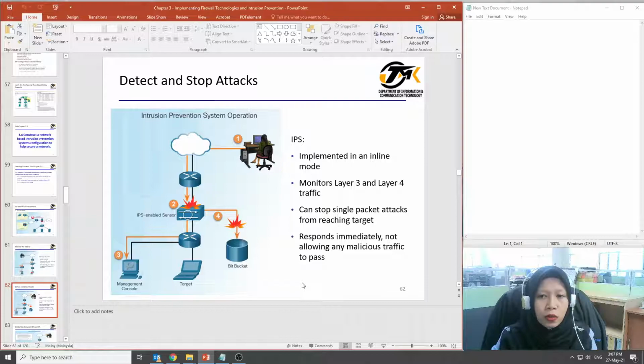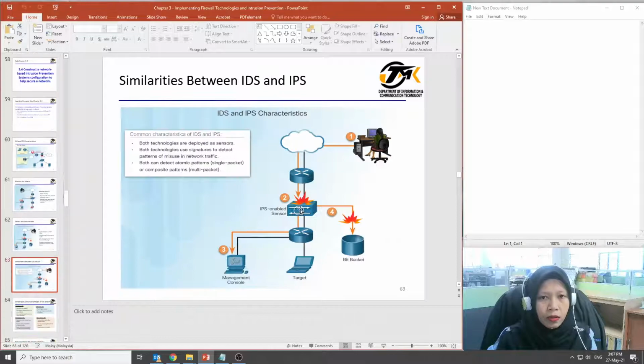So basically IPS is usually implemented in inline mode. It monitors layer 3 and layer 4, and it must be able to stop a single packet from reaching the target, and it can respond immediately. This is the example. This is the user from the outside, and this is the target. Before it reaches the target, it is detected in the management console and goes to the bucket.